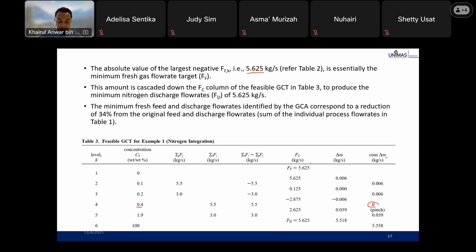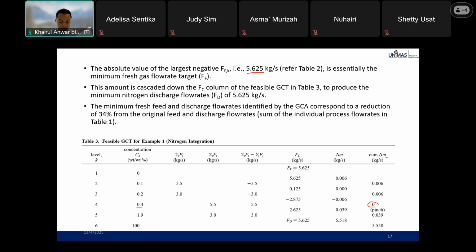Because the discharge flow rate is 5.65. So the discharge flow rate for the original heat on the unmodified process is about 8.5 kg per second. Here it's 5.65 kg per second.